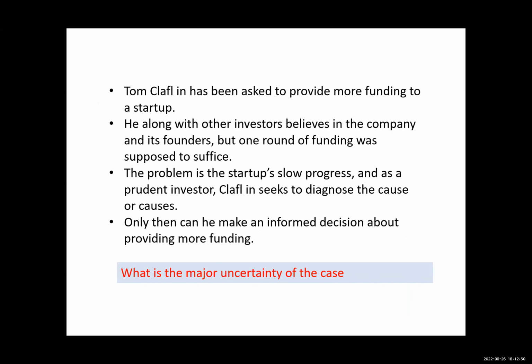He has been asked to provide more funding. He, along with other investors, believes one round of funding was enough. The problem is the startup's slow progress, and as a prudent investor, Claflin seeks to diagnose the cause. Only then can he make an informed decision about providing more funding. So, what is the major uncertainty of the case now? We have provided the answer to the first question: what the main character has to do. Now, the second question is what is the major uncertainty in the case?